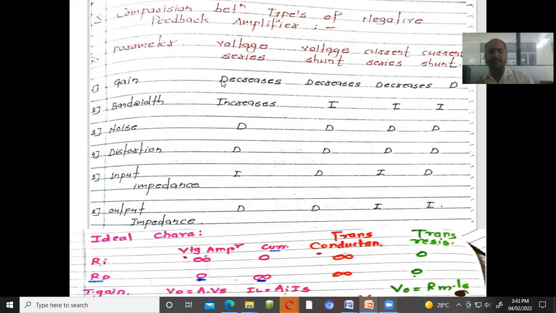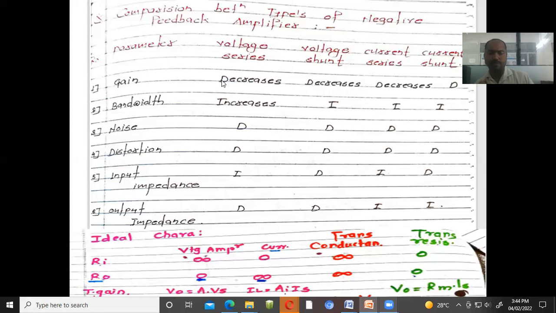So with respect to input impedance, in case of voltage series feedback, the input impedance increases, which is acceptable, a positive thing. In case of voltage shunt feedback, it decreases, and when it decreases, noise is added with this type of amplifier, right? Current series feedback causes input impedance to increase, which indicates noise is not added. With the current shunt feedback, input impedance decreases, so noise is added, right?